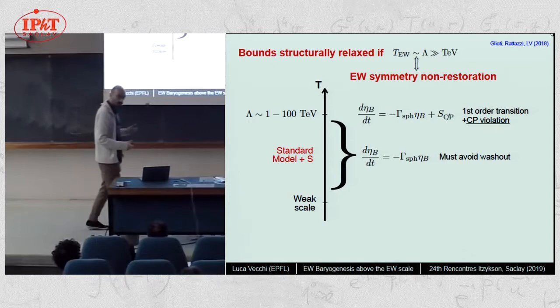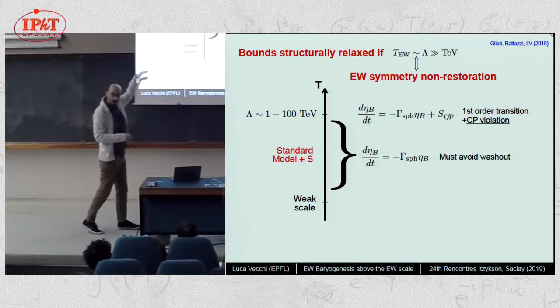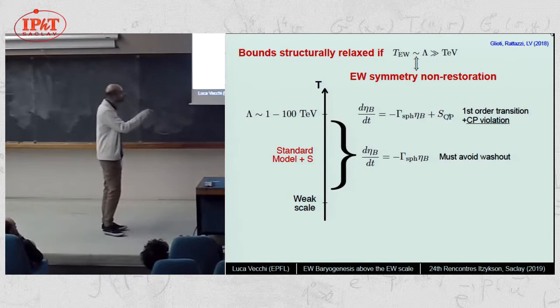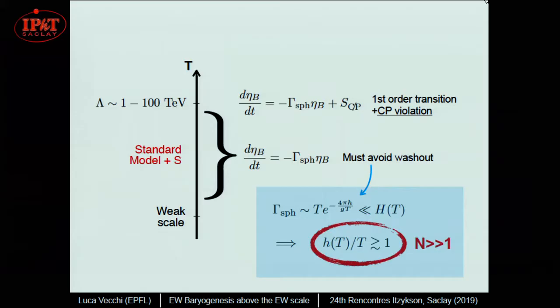You have new sources of CP violation. You can realize this nice idea of electroweak baryogenesis. But because this new physics is heavy, at zero temperature, this physics is completely decoupled from phenomenology. So in particular, their contribution to the electric dipole moment is negligible. Of course, what you need to realize this is what we have seen before, right? Essentially, you need a light scalar S that couples to the Higgs in the way that we have seen.